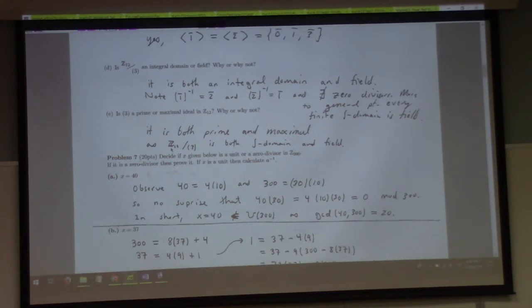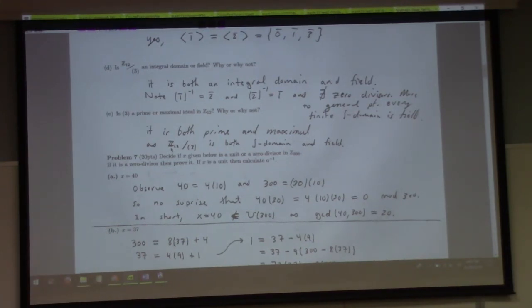Debatable, but just telling you. Now, again, I probably wouldn't take off points if you didn't write this, if instead you just said, well, the greatest common divisor of 40 and 300 is 20, which is not equal to 1. Therefore, 40 is not relatively prime to 300, which goes to show you that 40 is not in the units of 300. How about 37?